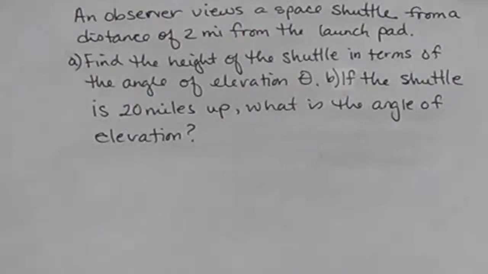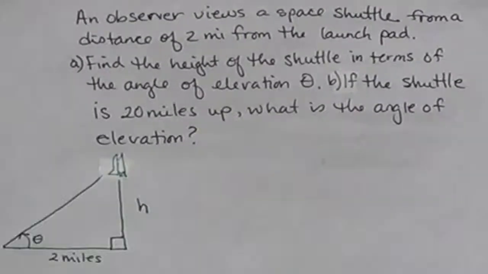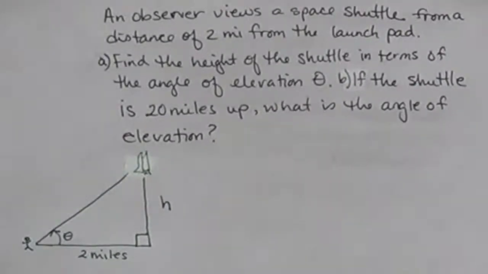Now to do this, we need to talk a little bit about angle of elevation. Angle of elevation is usually the angle measured from the horizontal up to a particular height. So if we draw a picture in this example, we can see that from our space shuttle, 2 miles away from the launch pad is going to be where our observer is. And measuring from the horizontal up to the line of sight of the space shuttle is going to be our angle theta. H is the height the space shuttle is from the ground.